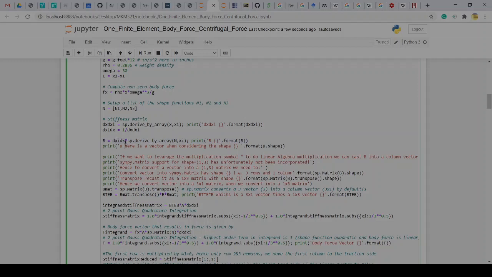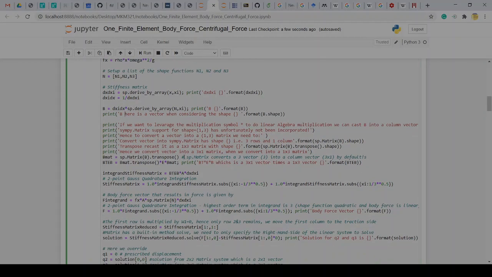Okay, again, this is what we have. Here I just expanded it a bit by saying if you want to leave the multiplication symbol to do linear algebra, you can cast B into a column vector and then use SymPy Matrix to do that. Okay, so that is if you would like to go that route.